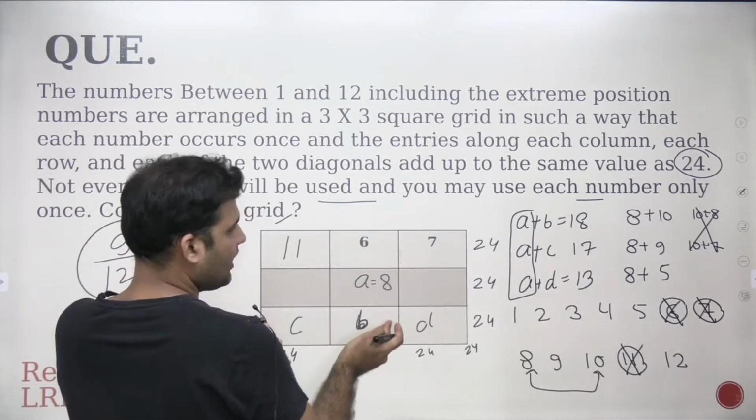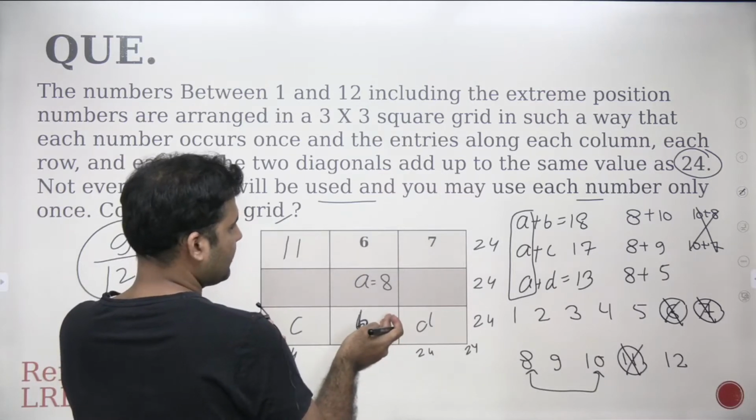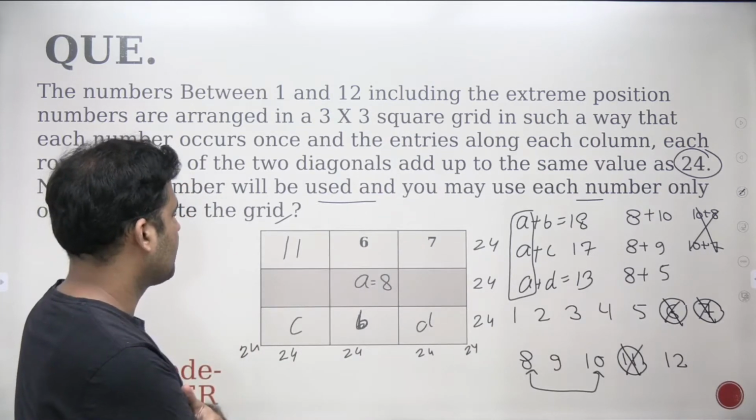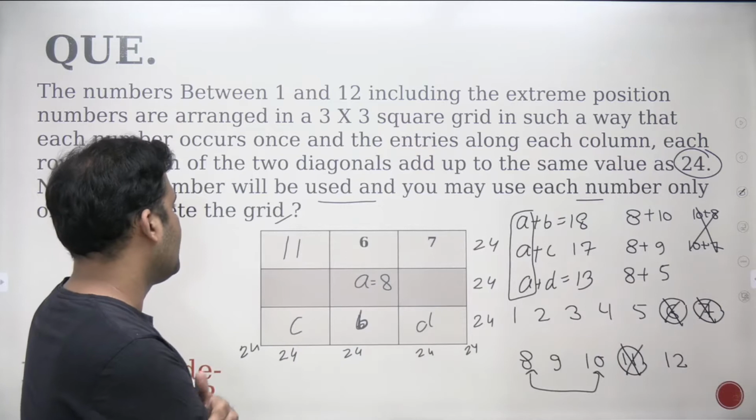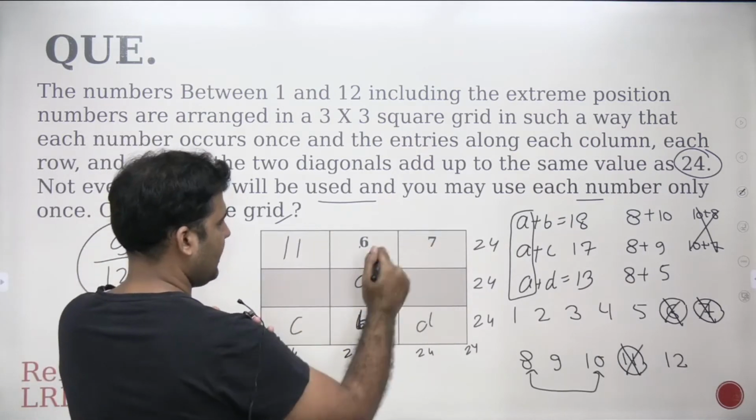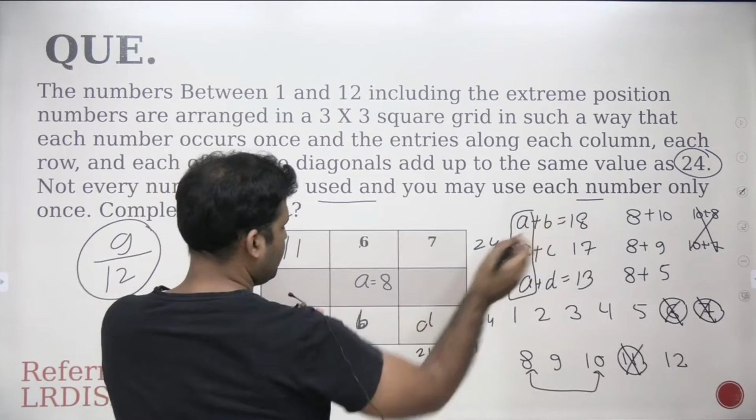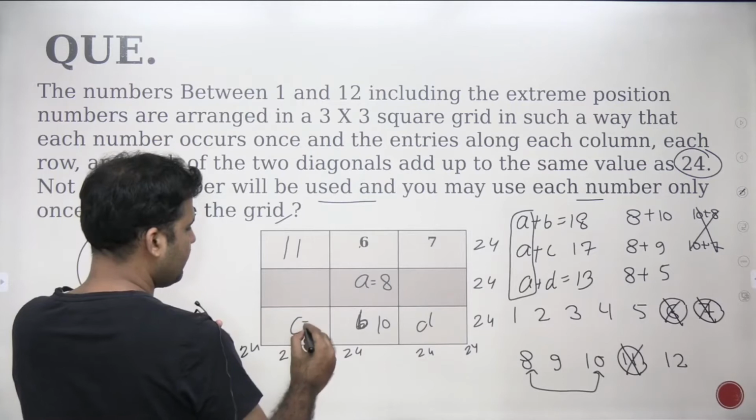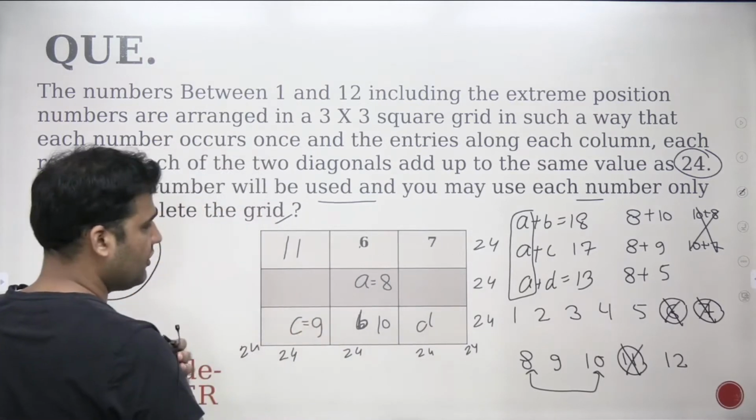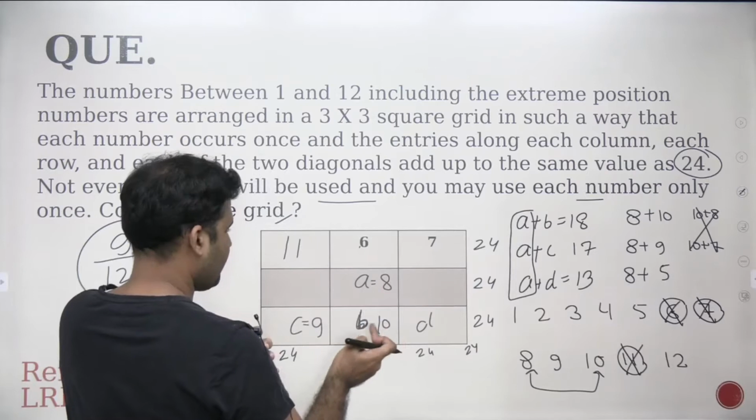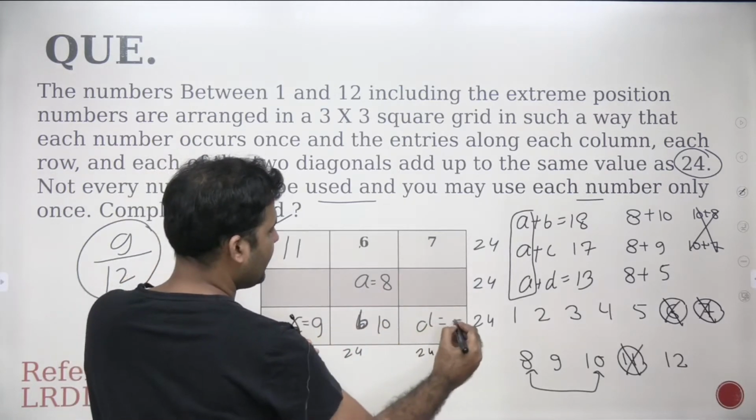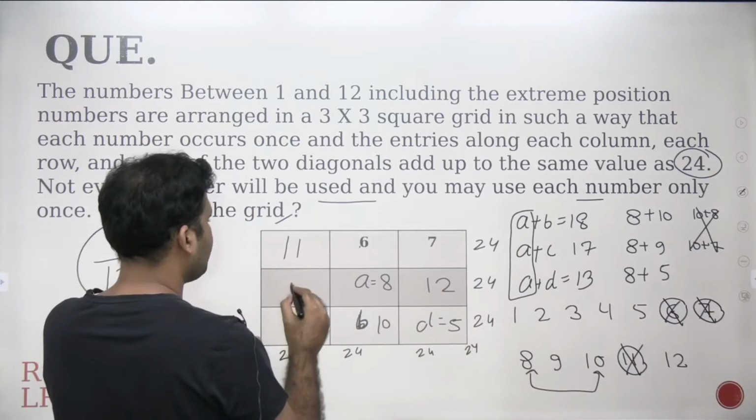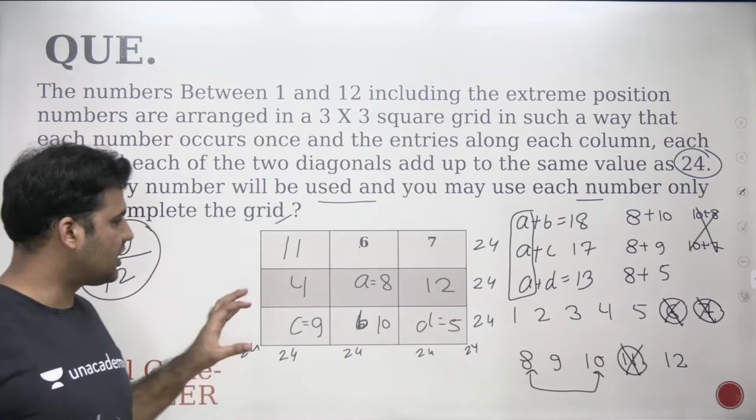8 plus 6 is 14. I need A plus B to be 18. Now if A is 8, B is 10, right? Okay. Now you see 8 plus 7 is 15. 15 plus 9 is 24, right? And what else are we left with? 10 plus 9 is 19. D will be 5. 7 plus 5 is 12. 12 plus 12 is 24. 12 plus 8 is 20. 20 plus 4 is 24. That's it. The grid is completed now.